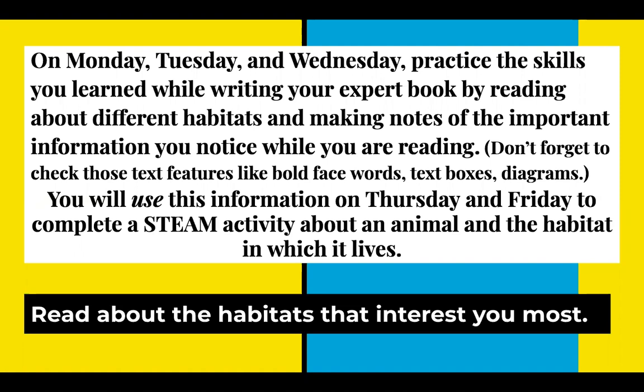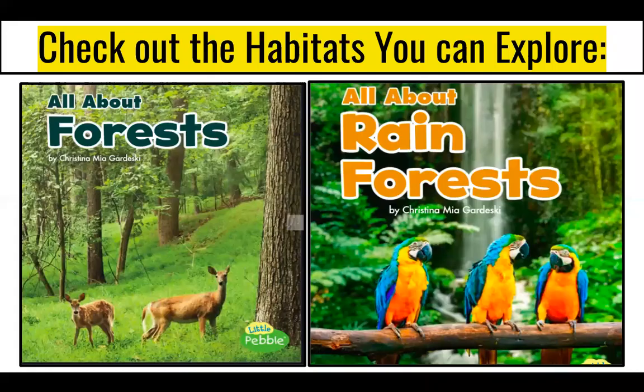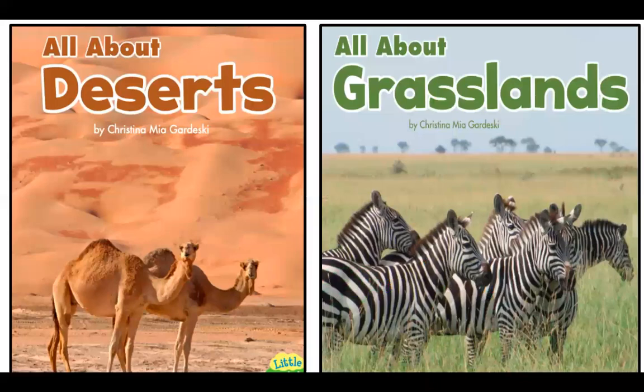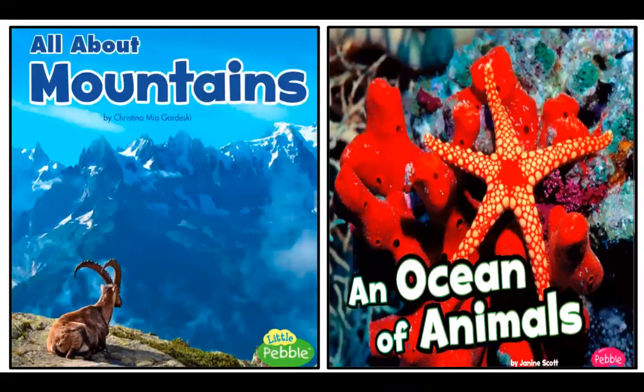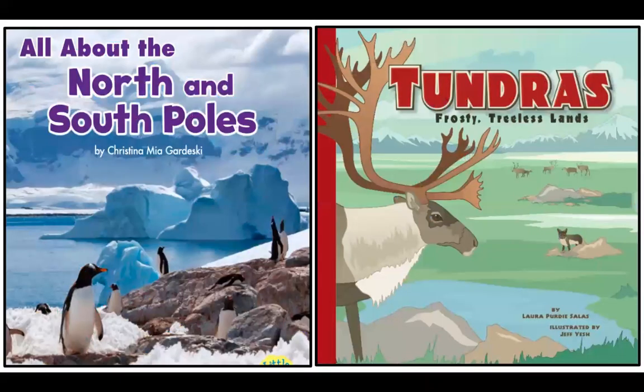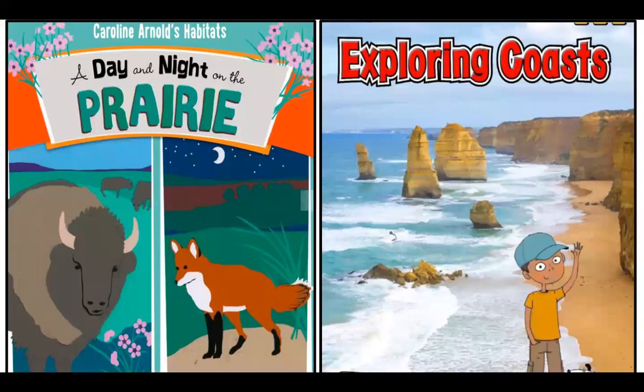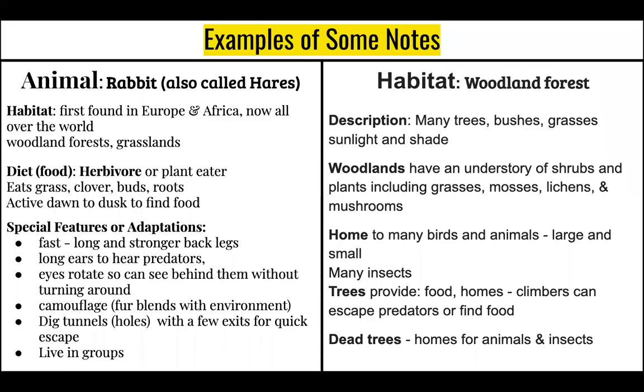So read about the habitats that interest you the most. And check out some of these habitats you can explore. And the forest they're showing here on the left is the woodland forest. You can read about rainforests. You could check out deserts or grasslands, mountainous areas or oceans, the North and South Pole or the frozen tundra. You might want to check out the prairie or learn more about coastlines.